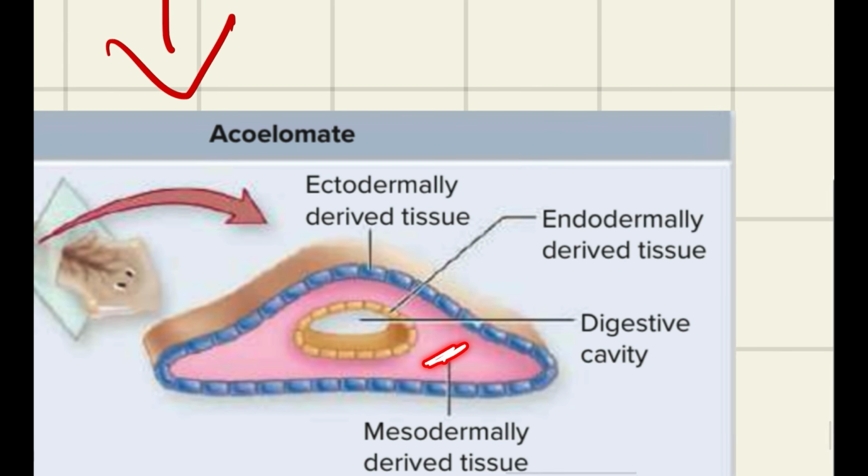See here, these are the three layers. This pink one is the mesoderm, this is ectoderm, this is endoderm, this is the archenteron which has formed the gut, and this blastocoel has been completely filled by this mesoderm layer.